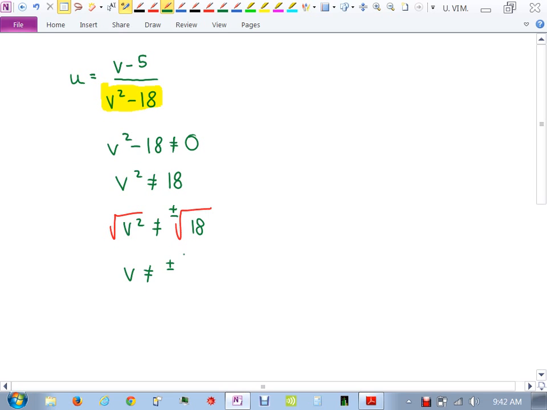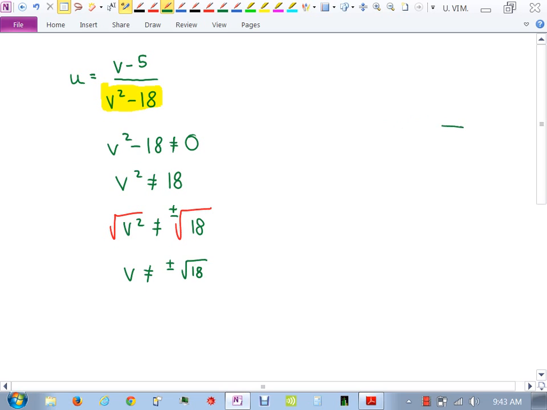You could leave it at square root 18. I would have been fine. You could have turned square root of 18 into 3 root 2, or you could have even done a decimal. I don't care what you would have done there, all right? I'm going to leave it at square root of 18 because that's the exact answer. Whatever that is, that's what it is. So I need to make sure that my answers are not that, right?